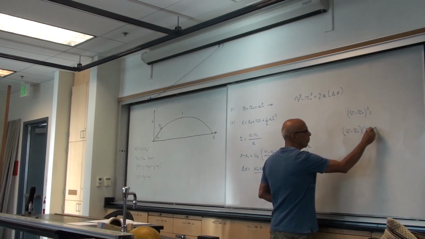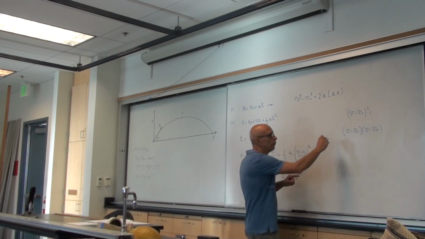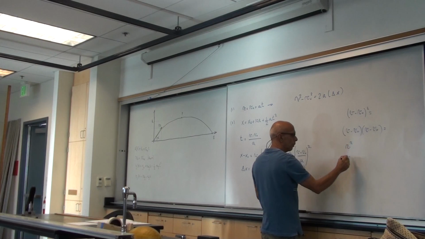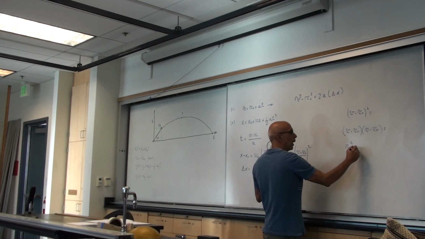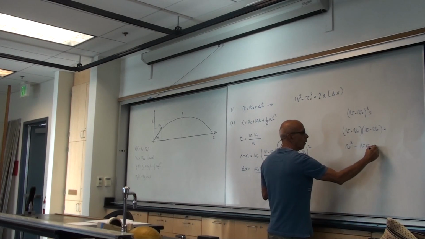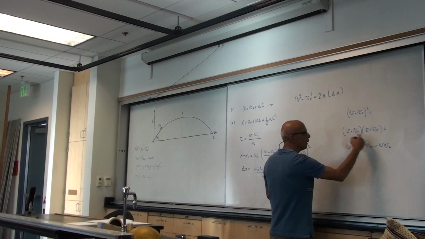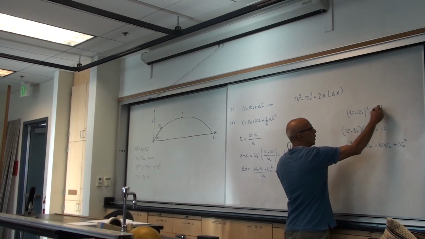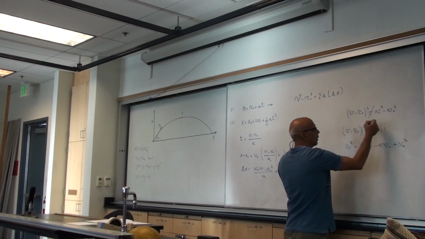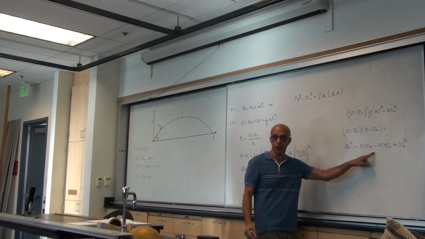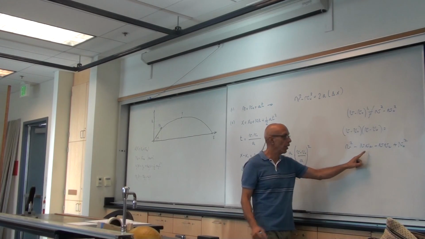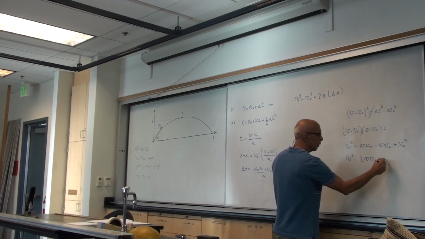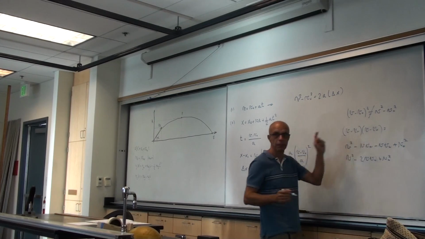v minus v0 times v minus v0, right? And what you need to do here is the FOIL method. When you do that, you're gonna have v times v is v squared, minus v v0 minus v v0, right? And then plus v0 squared. So you see, I cannot just say v squared minus v0 squared. That's different than this here, because I have this term here in the middle. See that? Gotta be careful with that. So this is v squared, minus 2 times v v0, plus v0 squared. There is this term here when I have v squared.